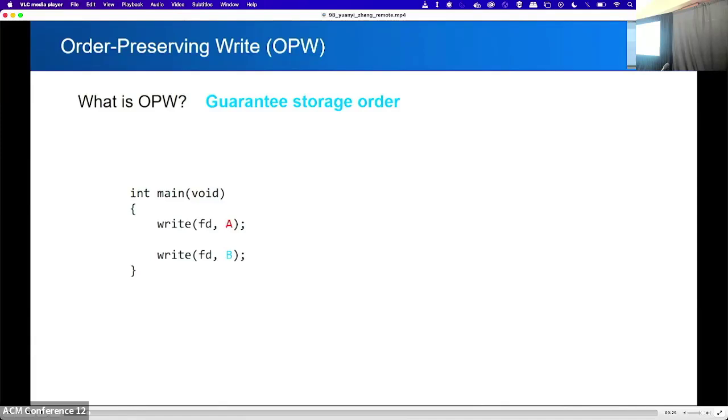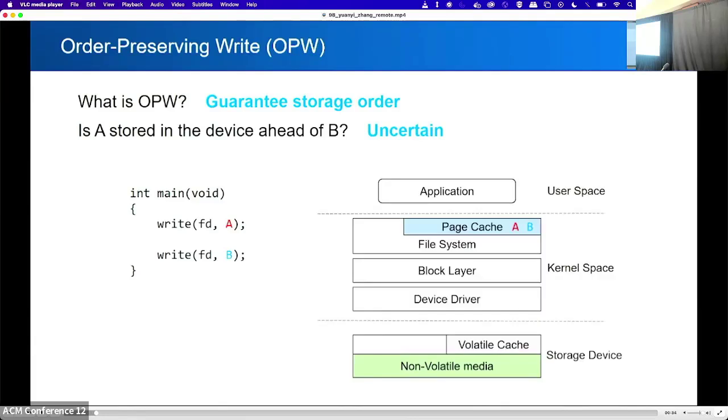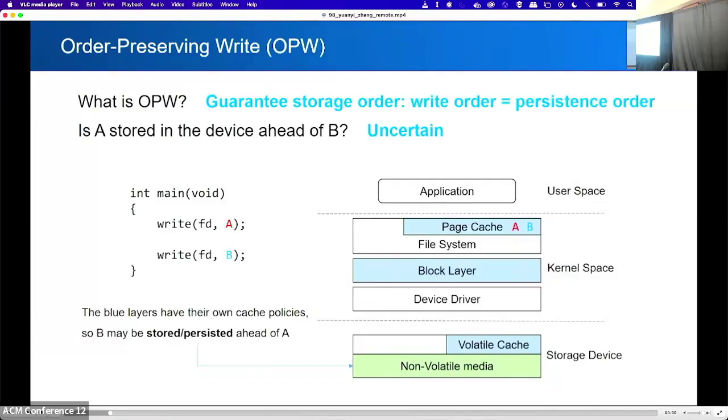This code writes data A and then data B. So is A stored in the device ahead of B? The answer is uncertain. When the write system call returns, data A and B may still be in page cache. In addition, the block layer and the volatile cache in the device also affect the order. So data B may be persisted ahead of A, even if A is written first. Now we can give an accurate definition for OPW. It guarantees that write order equals persistence order.